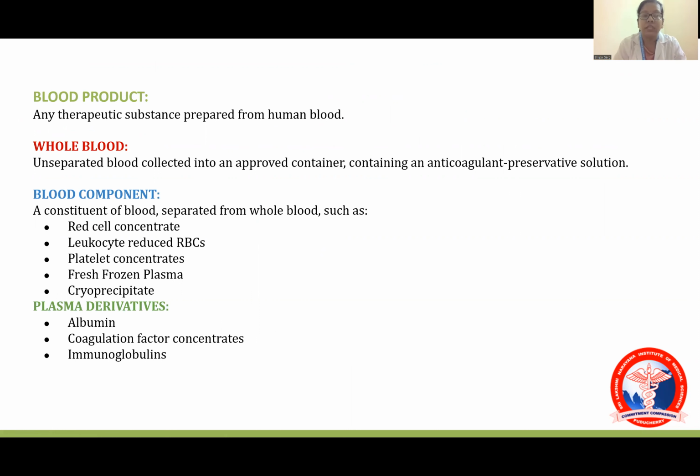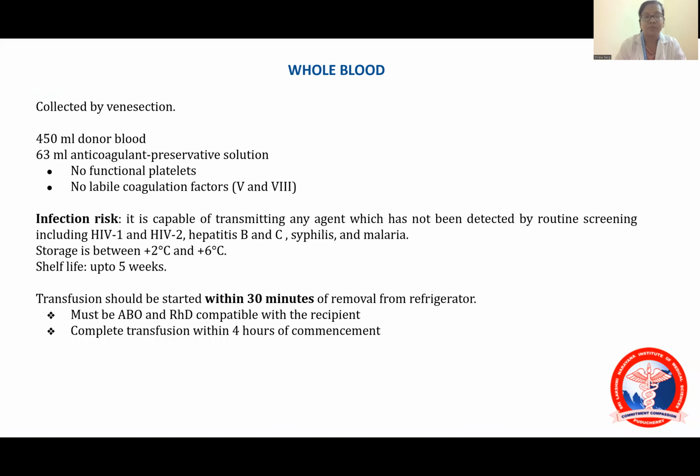What is whole blood? Unseparated blood collected into an approved container containing an anticoagulant preservative solution is called as whole blood. What is the definition of blood component? Any constituent of blood which is separated from whole blood. Examples of blood components are red cell concentrate, leukocyte-reduced RBCs, platelet concentrates, fresh frozen plasma, cryoprecipitate. And examples of plasma derivatives are albumin, coagulation factor concentrates, immunoglobulins.